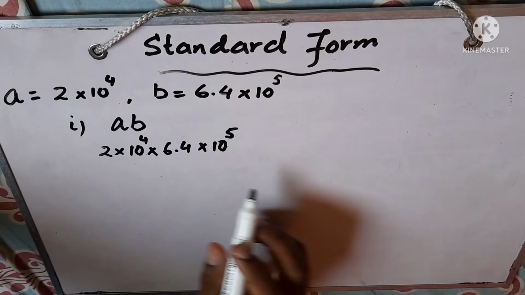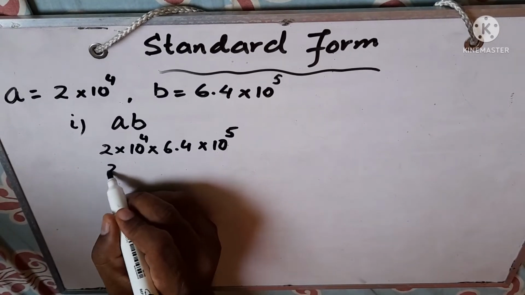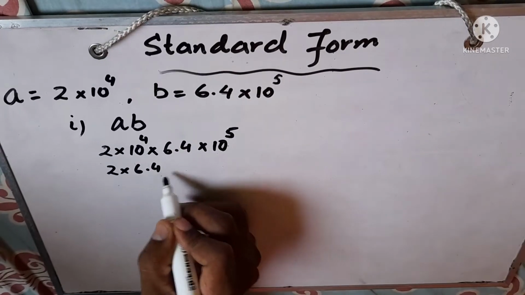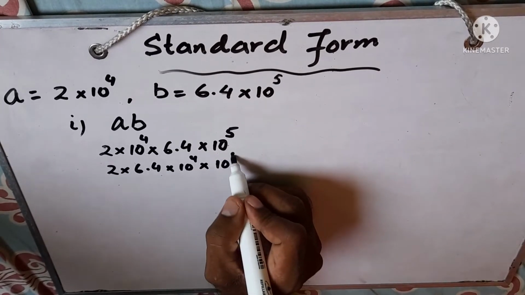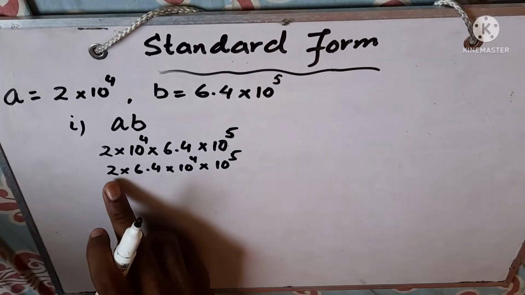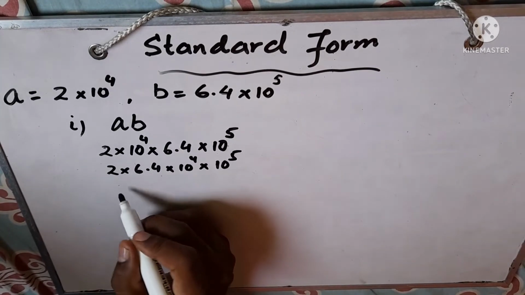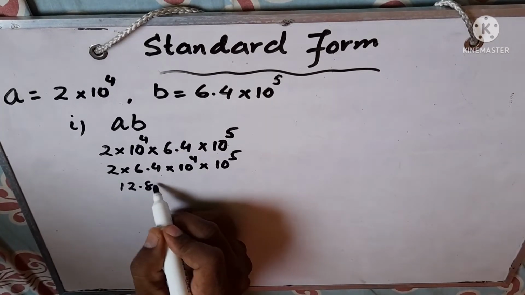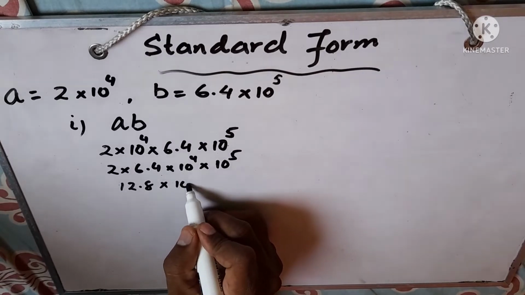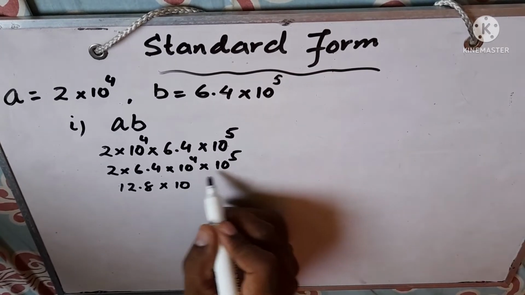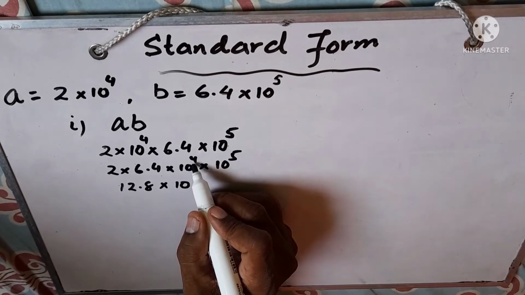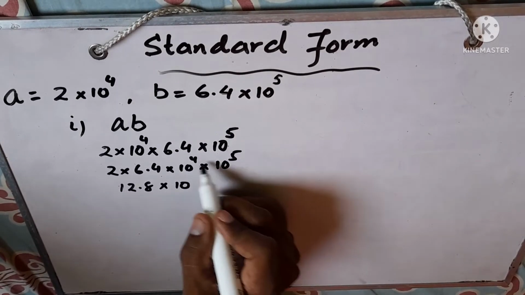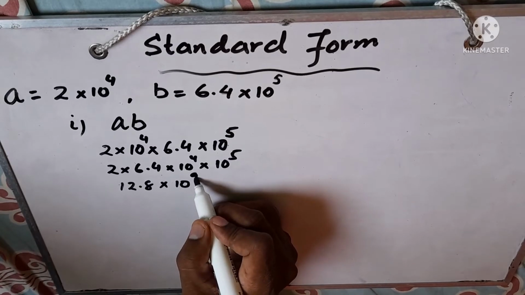Then I will simply write 2 times 6.4 times 10 to the power 4 and 10 to the power 5. I will multiply 2 by 6.4, which will give me 12.8 times 10 to the power 4 plus 5, and the bases are the same, so we simply add the powers. I have a plus 4, I have a plus 5. I will add these two, I will get 9.